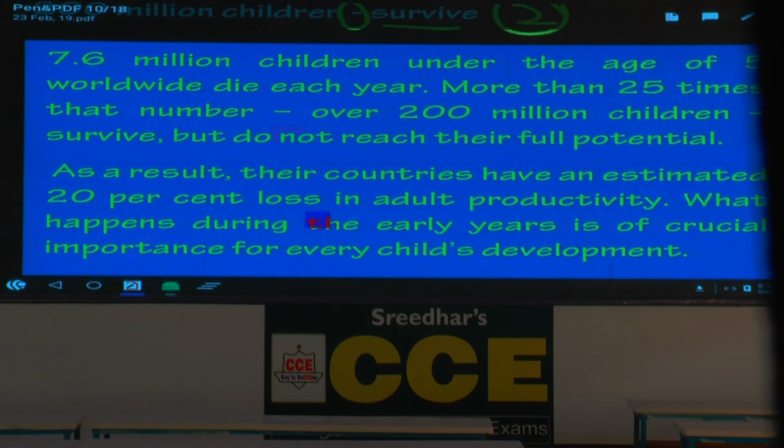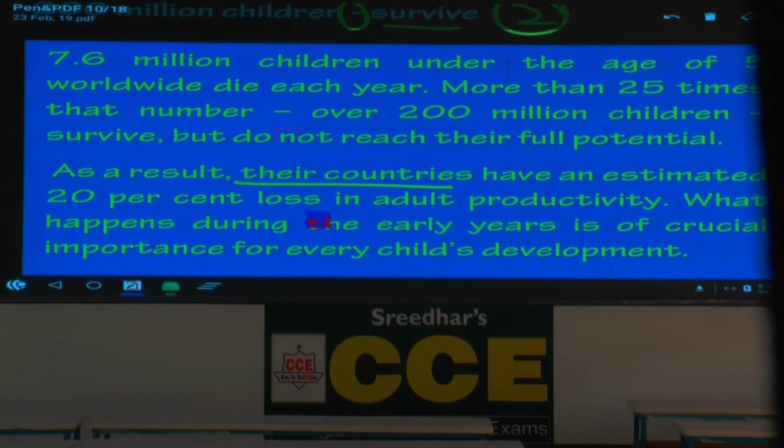What do you see in the hard copy? They are rephrased. There I was not convinced, but when you read this, you can make out what comes next. Because my objection, as a result, their countries, from where their countries has come into picture. Please underline the expression, their countries. That is another bottleneck. But here when you read, but do not reach their full potential.